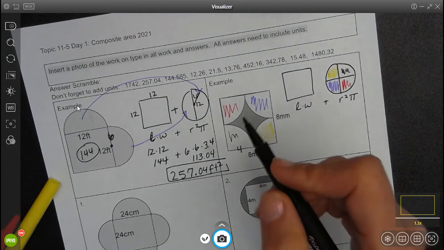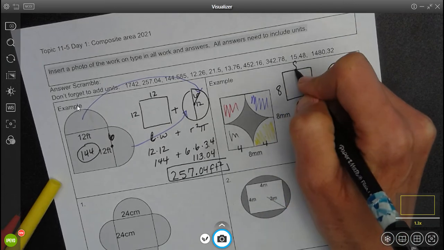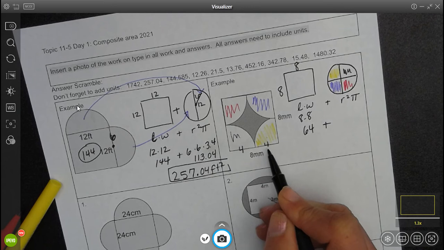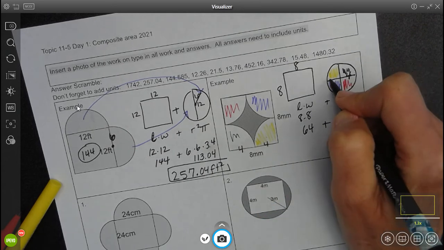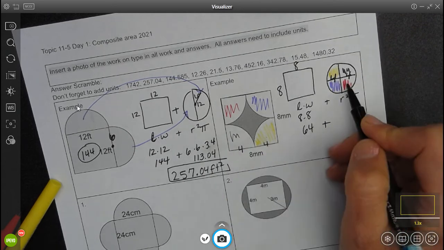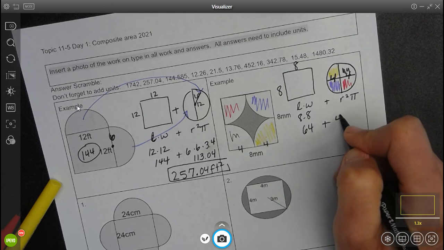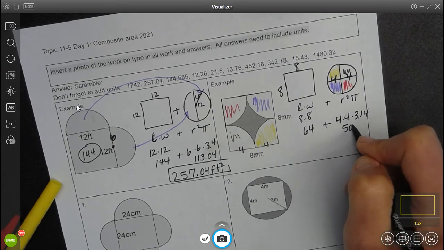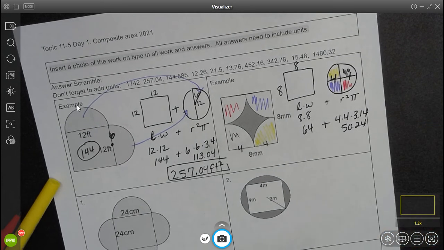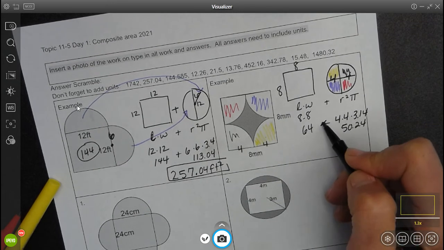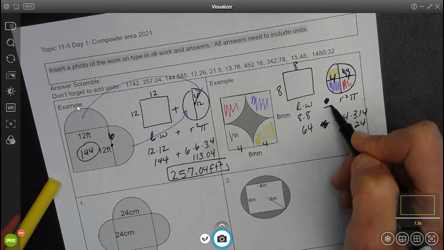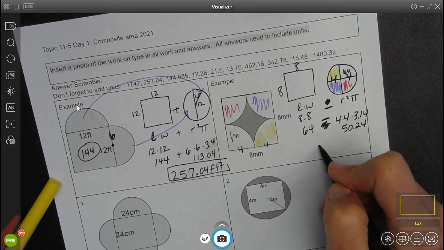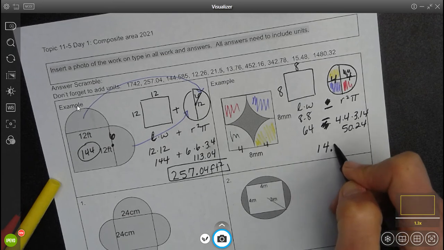So that square, I can tell, is 8 by 8. 8 times 8 is 64. And then the circle is 8 all the way across, so 4 from the center to the edge. So 4 times 4 times 3.14. That would get me 50 and 24 hundredths. Uh-oh, I have the wrong symbol here. This is not an addition problem. When they're on top of each other, it should be subtraction, and I want to subtract these two areas. So that's 14 and 76 hundredths.